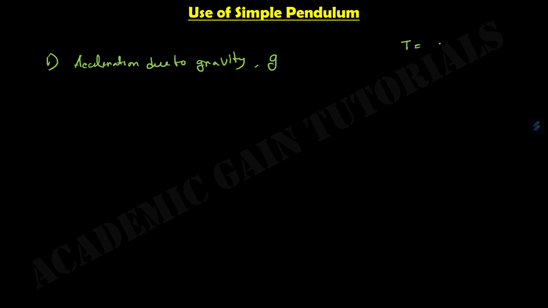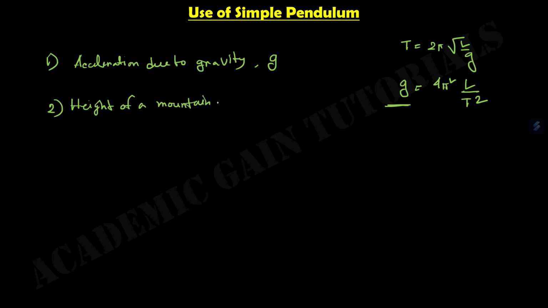We know our time period T equals 2 pi root over L by g. So from this equation we can find that g equals 4 pi square L by T square. By this equation we can find the acceleration due to gravity with the help of simple pendulum. And the second use is the height of a mountain. We can find the height of a mountain by using this value of g.